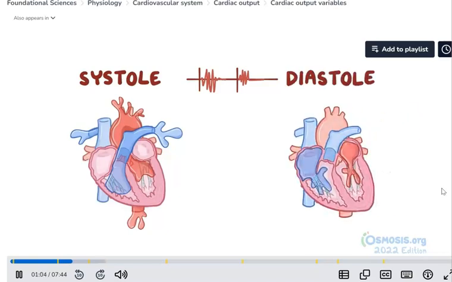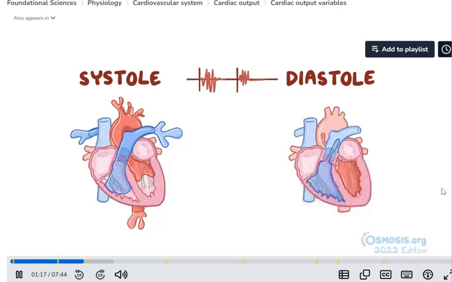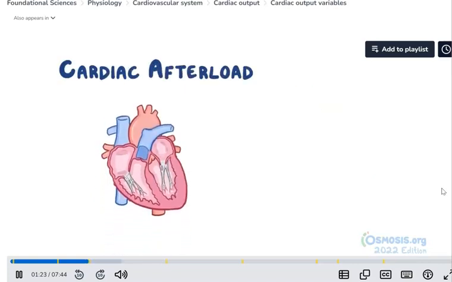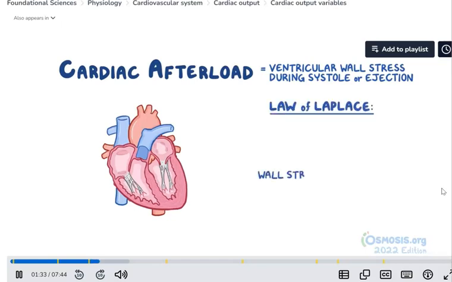And as the left ventricle fills with blood during diastole, the pressure within it rises. Then, the left ventricle contracts, increasing the pressure within the left ventricle even more and forcing blood through the aortic valve into the aorta and whole arterial system. So cardiac afterload can be defined as the ventricular wall stress during systole or ejection. And it can be calculated using the law of Laplace, which states that wall stress equals pressure P times radius R over 2 times wall thickness W.